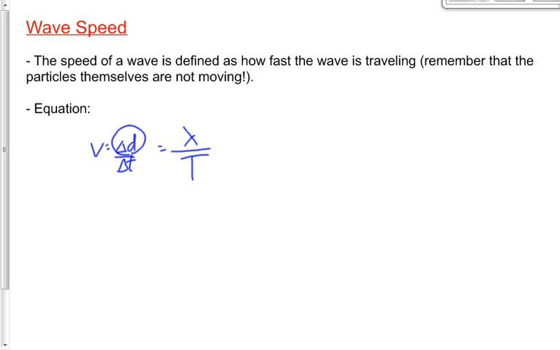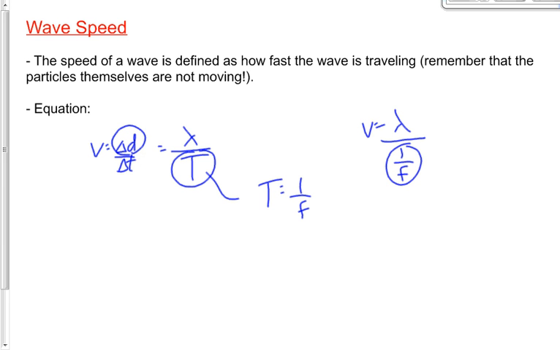But Nathan, you said frequency, right? We are going to tie it into that. The period is equal to 1 over frequency. So therefore, we could say, if we wanted to, V is equal to lambda over 1 over F. Now, that looks a little bit ugly. So instead of dividing by 1 over F, we'll multiply by F over 1. The equation that we want to get to here, we call it the universal wave equation.